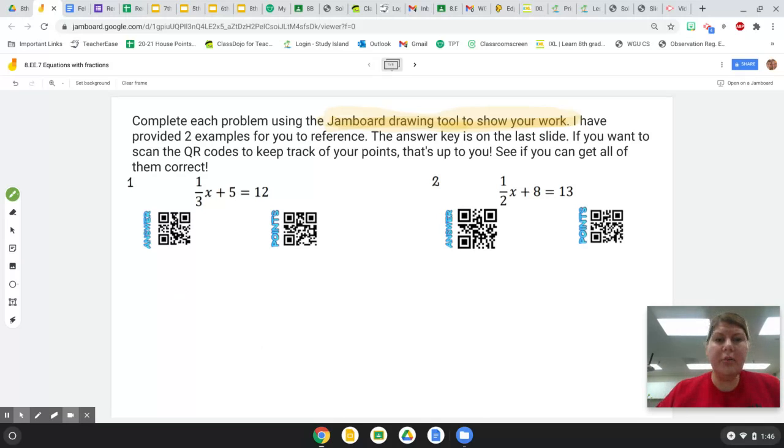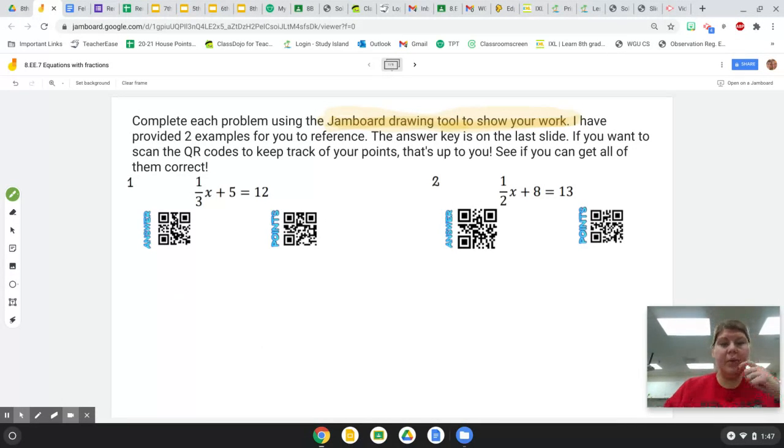I'm going to provide two examples in this video, and I'm going to leave them on this Jamboard. So when you go to the actual Jamboard to do your work, you should still see my examples there. The answer key is on the very last slide. If you want to scan the QR codes and keep track of your points, you can use your phone or an iPad or a different device, or you don't have to at all. See if you can get all of them though.